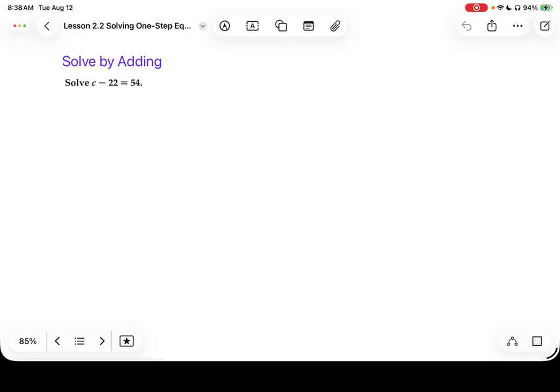We're going to start learning how to solve equations, and this is something that you may already know how to do, but it never hurts to review. This is a one-step equation. The reason it's called a one-step equation is because you can solve it in one step. This equation says c minus 22 equals 54.